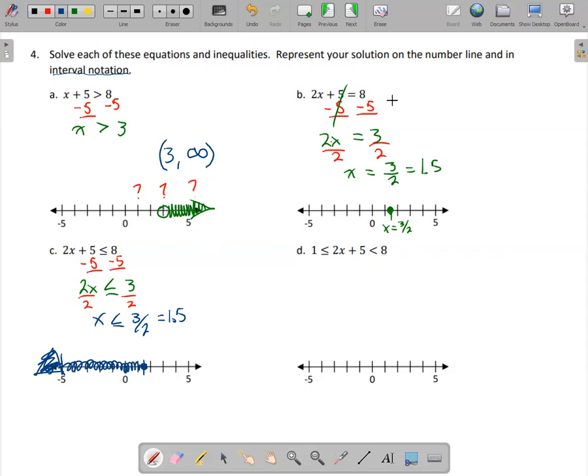Now, there really isn't an interval here. It's just a number. So it's not worth writing interval notation for just an equals. So there's really no interval here. So don't worry about that one.